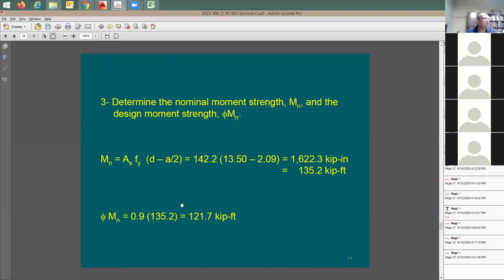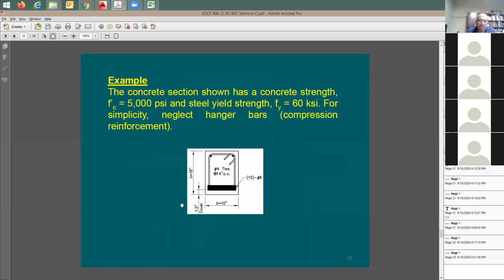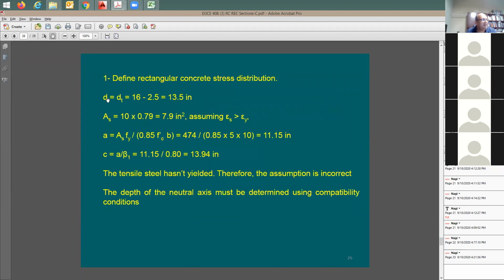So, okay, let me try this example here. I'm going to do exactly what I have done in the previous example. I'm going to start here by looking at the depth. It's going to be the same. As now is different because I have 10 bars. 10 rebars is going to be 10 times 0.79. It's going to be a lot. And this is usually my assumption: I'm going to just assume that the strain in the steel is higher than the yield point. But I don't know if this is going to be true or not.